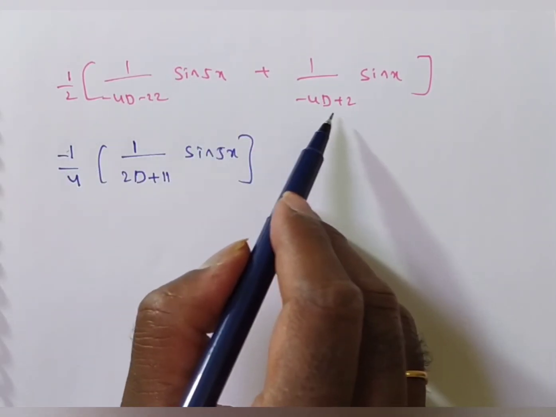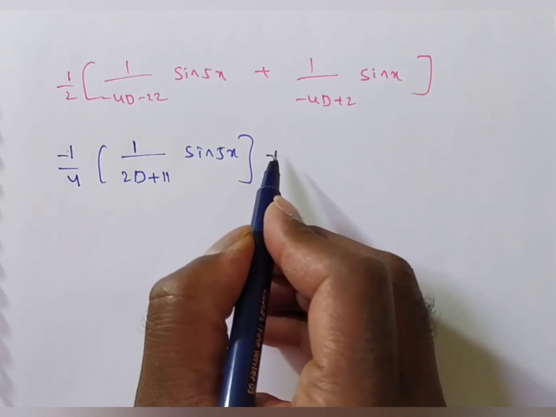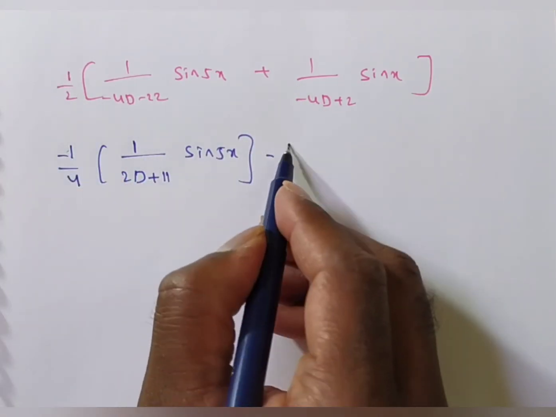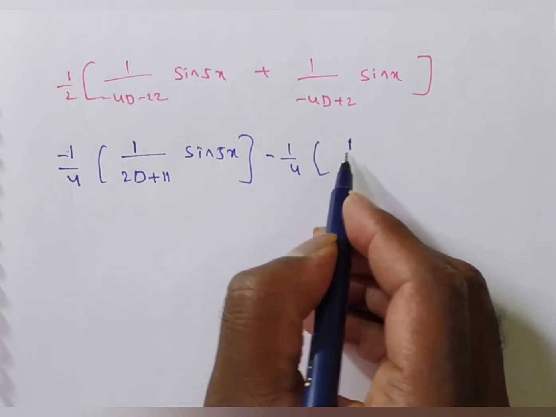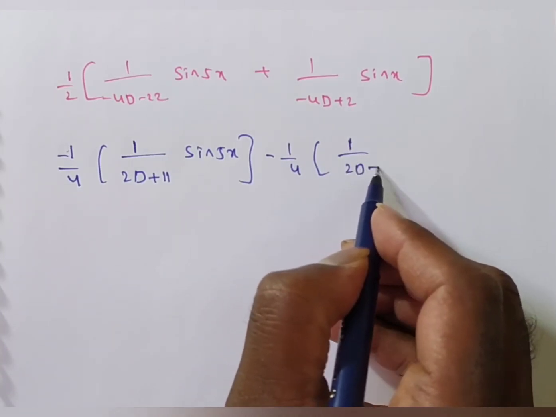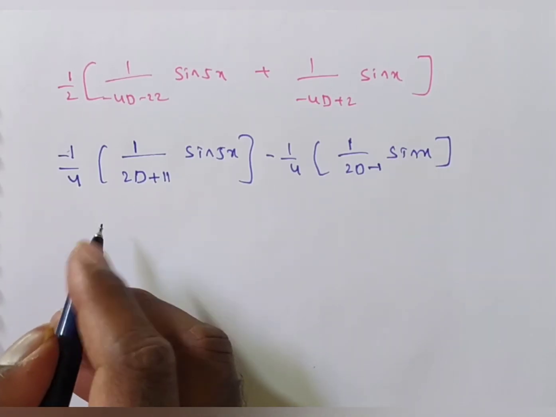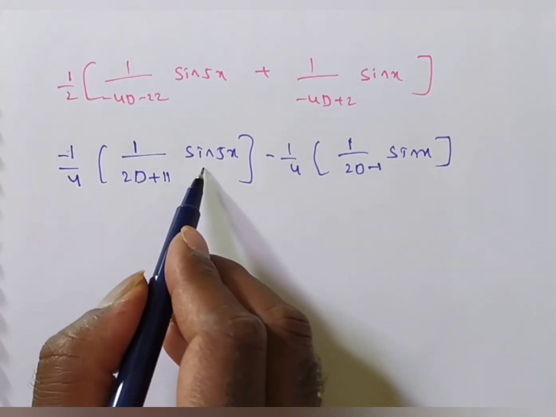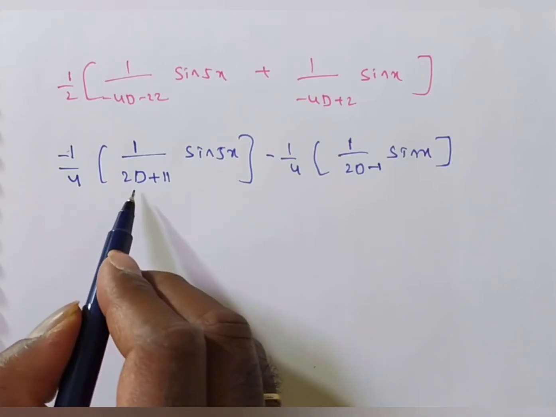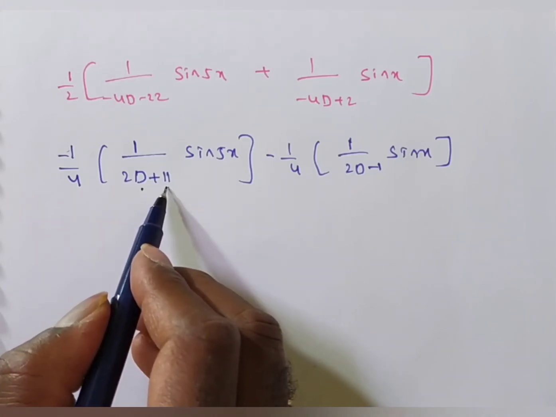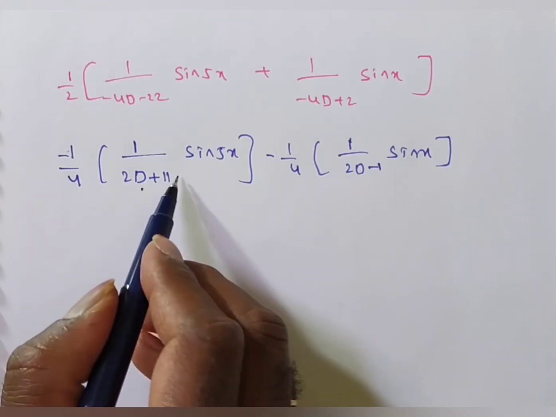Here I am taking minus 2 as common. So minus 1 by 2 into 1 by 2 is nothing but minus 1 by 4 times 1 by 2D minus 1 into sine x. Okay. Now you see, sine 5x is there, but in the denominator you have 2D plus 11. So what do we have to do here? We have to do rationalization.